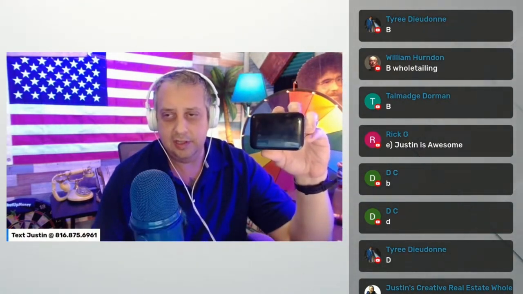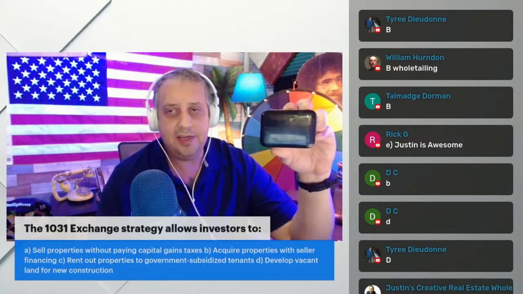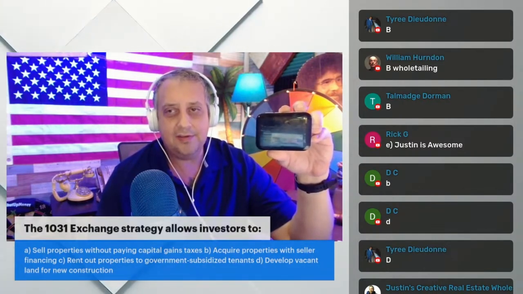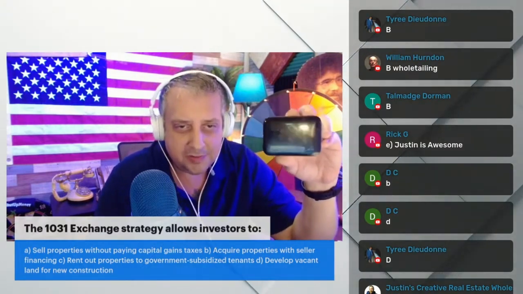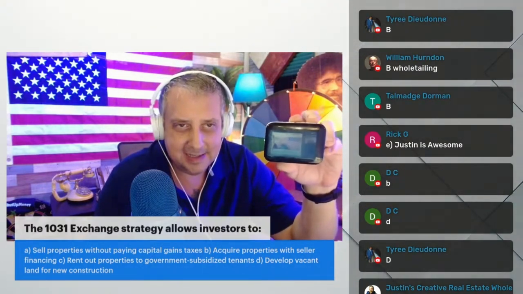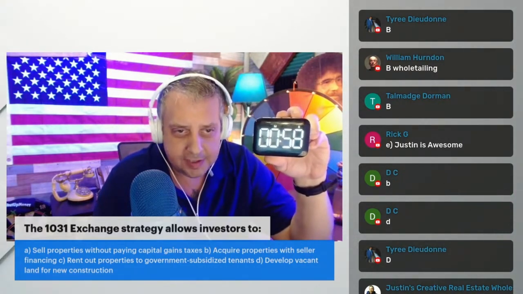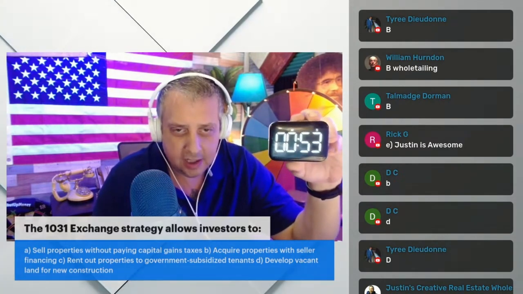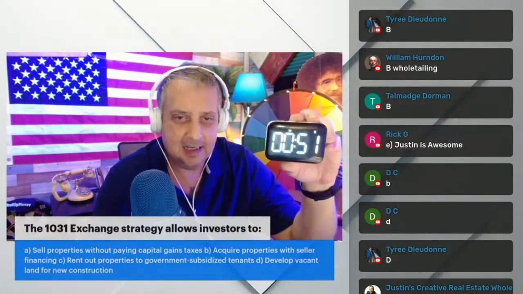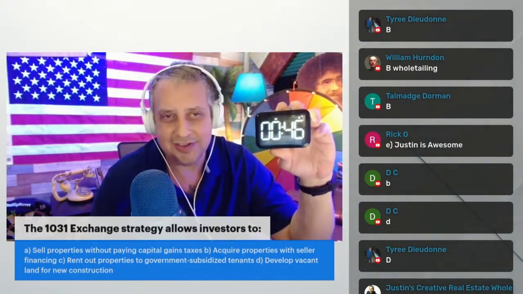Now, the next question, here we go. The 1031 exchange strategy allows investors to: A, sell properties without paying capital gains taxes; B, acquire properties with seller financing; C, rent out properties to government subsidized tenants; or D, develop vacant land for new construction.